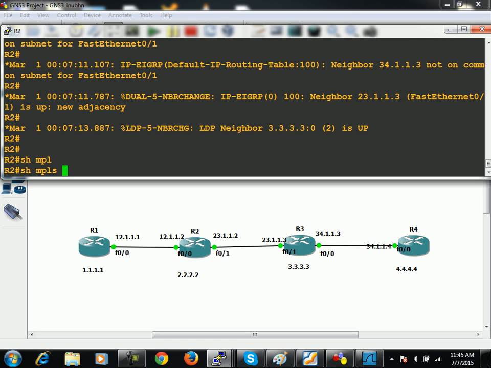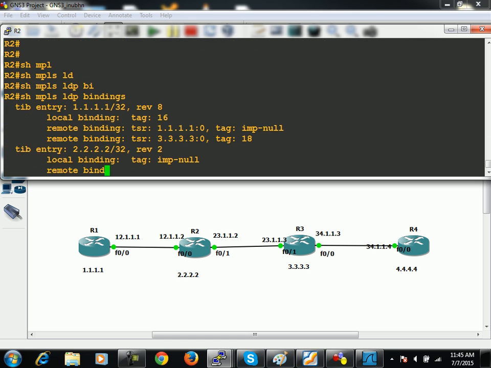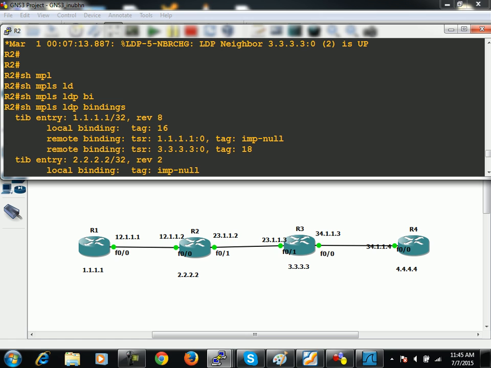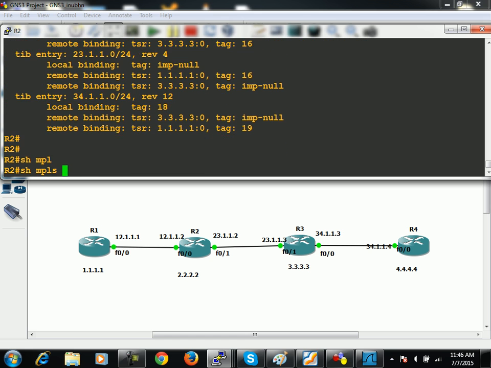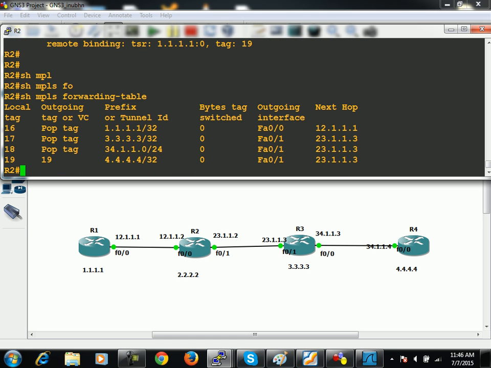Show MPLS LDP binding. So it will receive a remote binding given by 1.1.1.1. And this is the downstream router. So its outgoing label must be that label which is given by the downstream router. So downstream is 1.1.1.1. Now show MPLS forwarding table. This is your LFIB. To reach 1.1.1.1, outgoing label is what? Tell me, pop tag, because it received this prefix from R1 with implicit null.